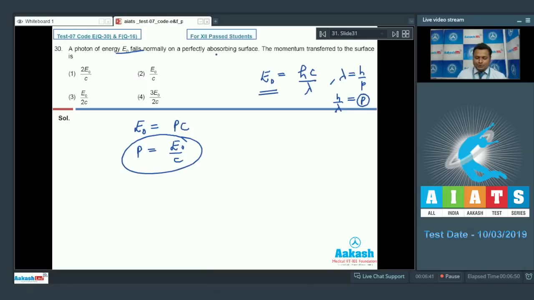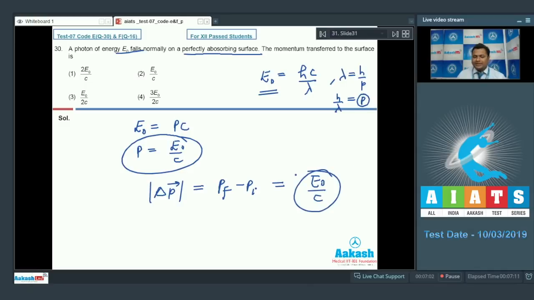So this will be the initial momentum of photon. Finally, it is absorbed by the perfectly absorbing surface. So the final momentum will be 0, and therefore we can write the change in momentum magnitude is P final minus P initial, which comes ultimately E0 divided by c. And after looking at the options, we can say that option number 2 is absolutely correct. We'll go with option number 2. Now let us proceed to the next question, that is question number 31.